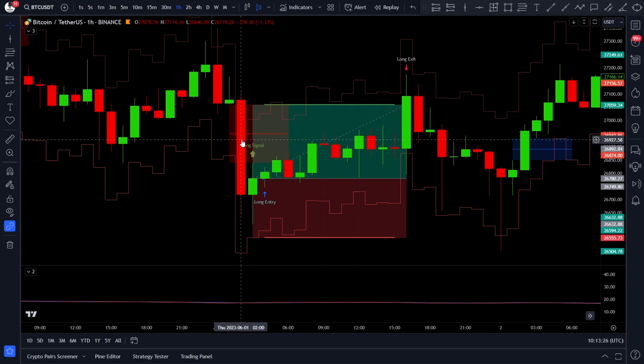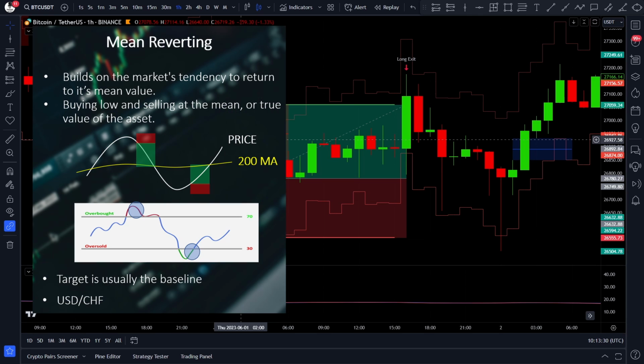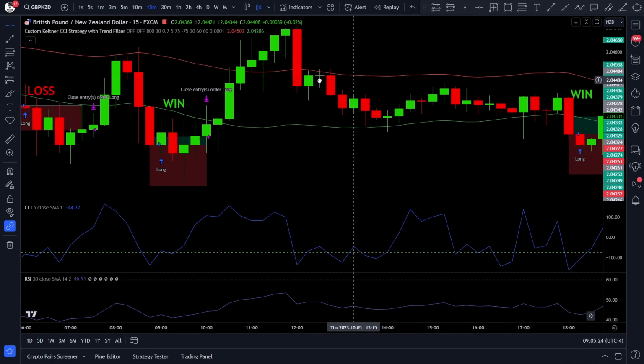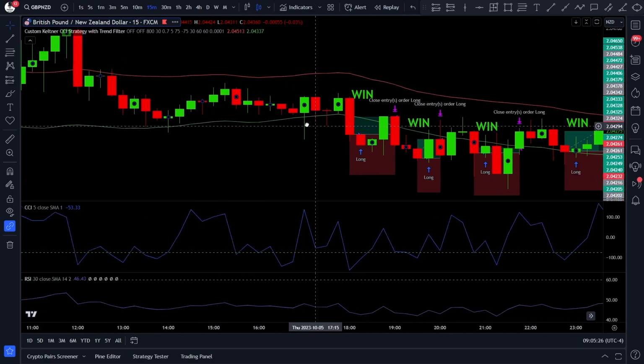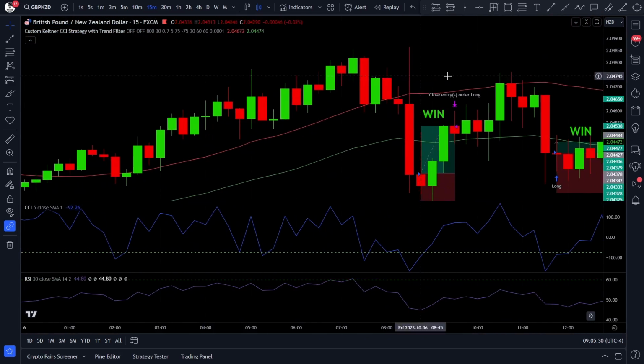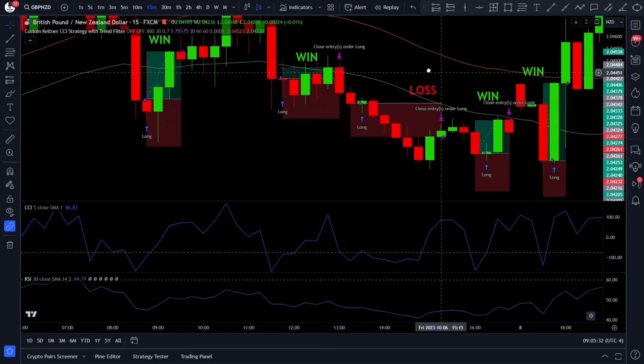Recently I got a few requests. Someone asked for more mean-reverting strategies and others for simple strategies with few indicators. So I decided to make one. And what can I say, it was well worth it. The strategy I came up with turned out to be one of the best, if not the best forex strategy I have ever showcased. My aim was to create a mean-reverting strategy that works on multiple timeframes and assets.